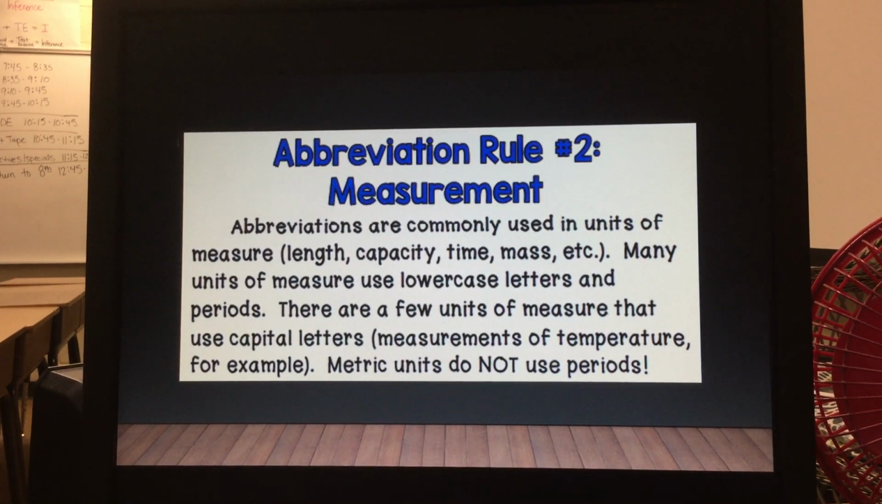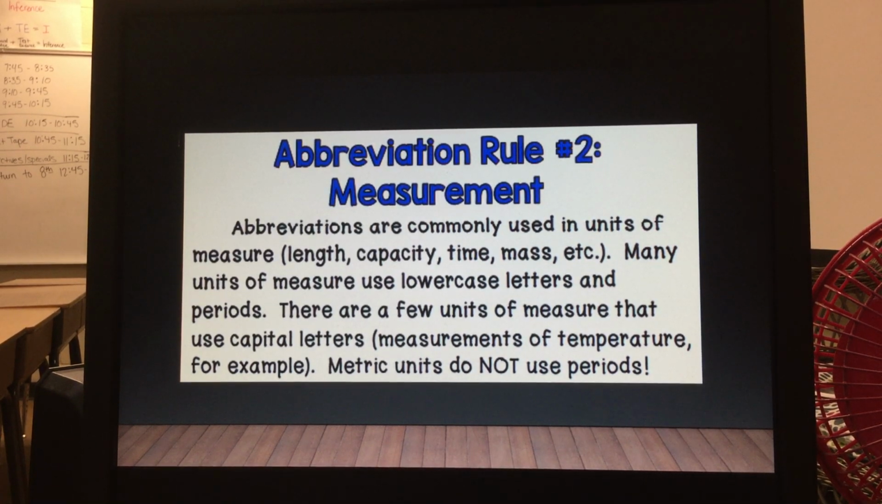Abbreviation rule number 2, measurement. Abbreviations are commonly used in units of measurement: length, capacity, time, mass, etc. Many units of measurement use lowercase letters and periods. There are a few units of measurement that use capital letters, measurements of temperature, for example. Metric units do not use periods.